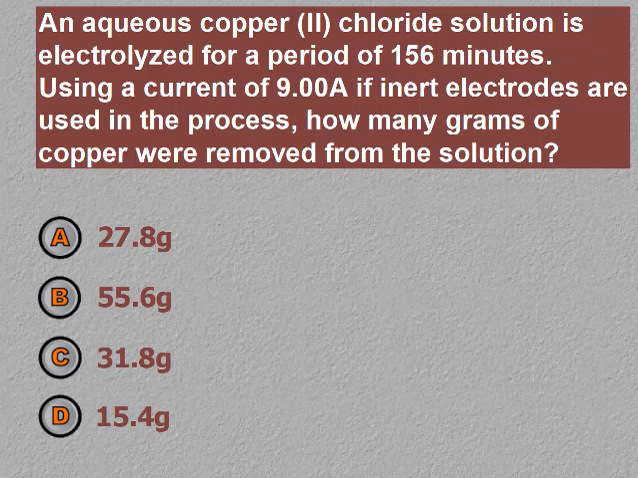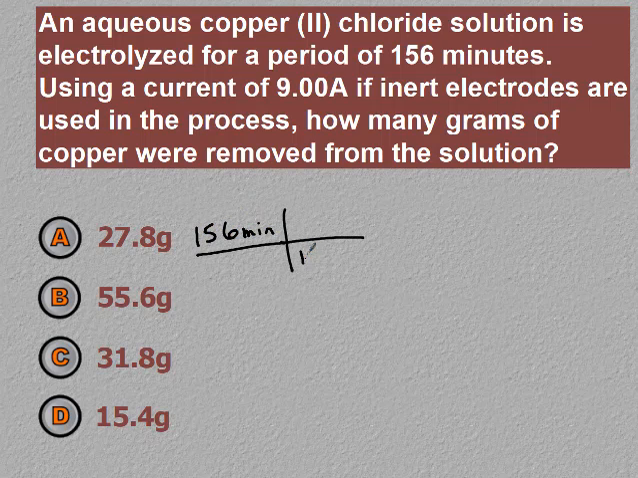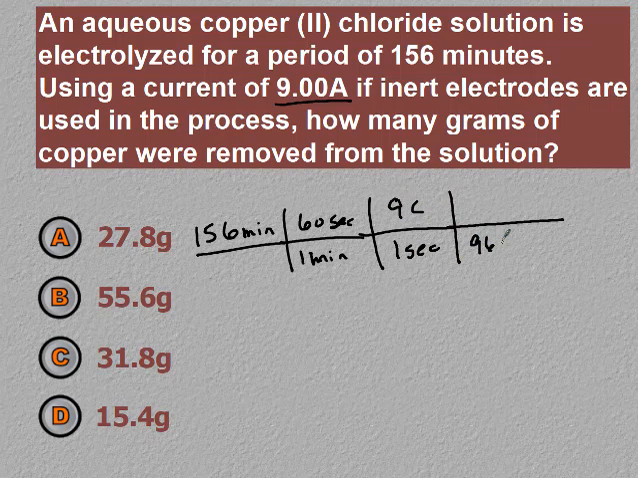Go ahead and pause the video and try this one on your own. Restart when you're done. So on this one, you should have started with 156 minutes. 1 minute is 60 seconds. And then we were using 9 amps. So for every 1 second, we have 9 coulombs. 96,485 coulombs for every mole of electrons.